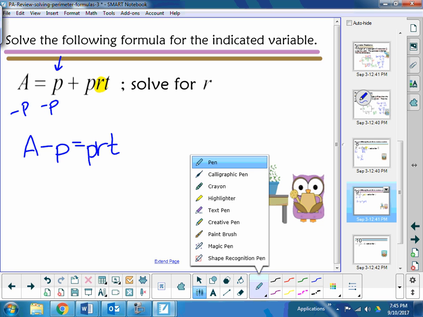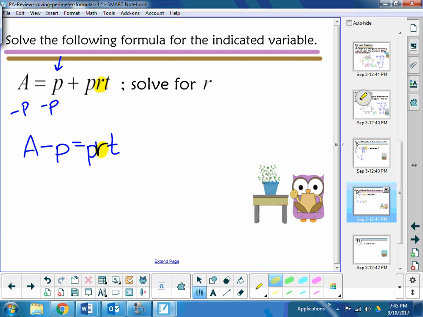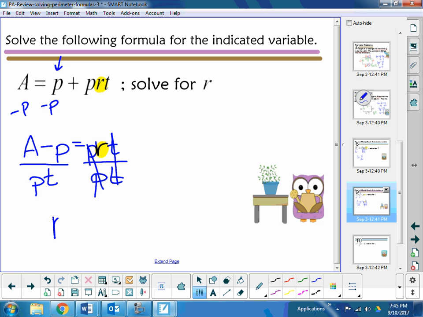Now remember, we're trying to get this R by itself, so I need to get P and T away from there. So P, R, and T are all being multiplied together. So I want to divide both sides by PT. I'm dividing that whole side by PT. And my P cancels, my T cancels. So R is equal to A minus P over PT. That was a little bit more involved, so make sure you have that one written down. It's a good example.